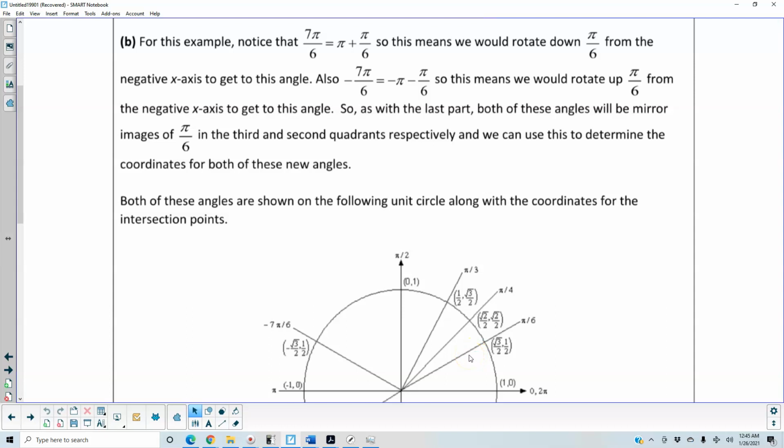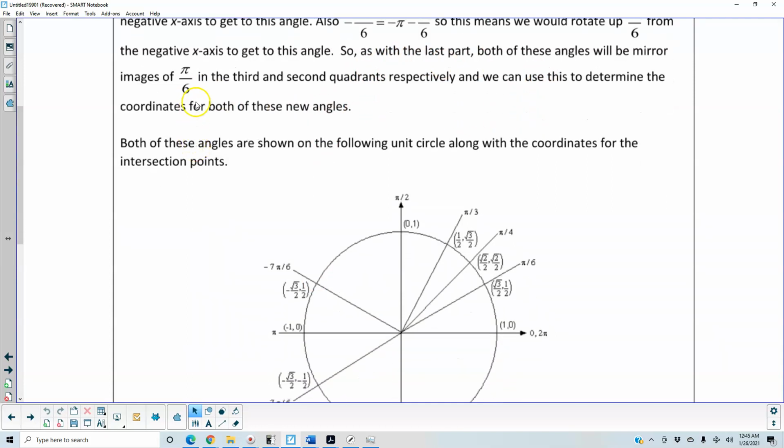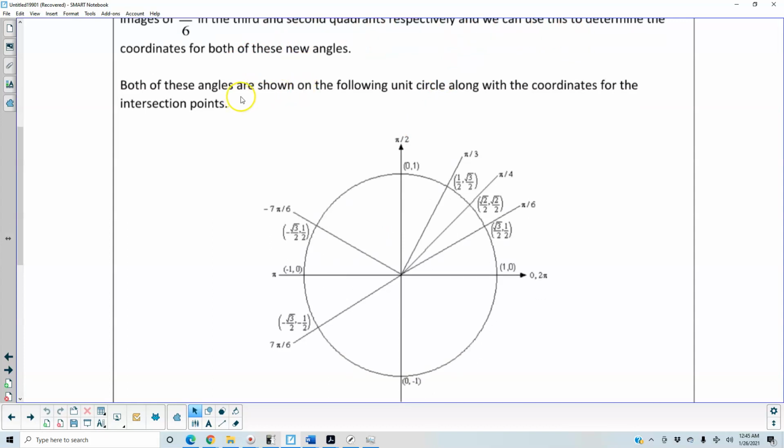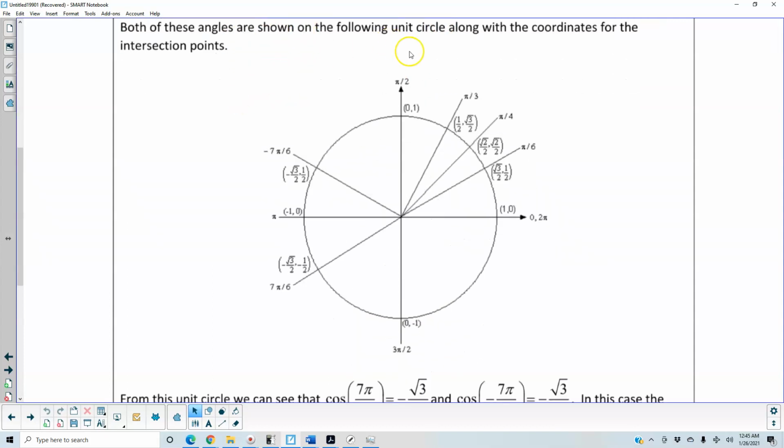And so we're going to rotate here to get negative 7 pi over 6. As with the last part, both of these angles will mirror the images of pi over 6, in the third and the second quadrants, respectively, and we can use this to determine the coordinates for both of these new angles. Both of these angles are shown in the following unit circle, along with the coordinates for the intersection points.